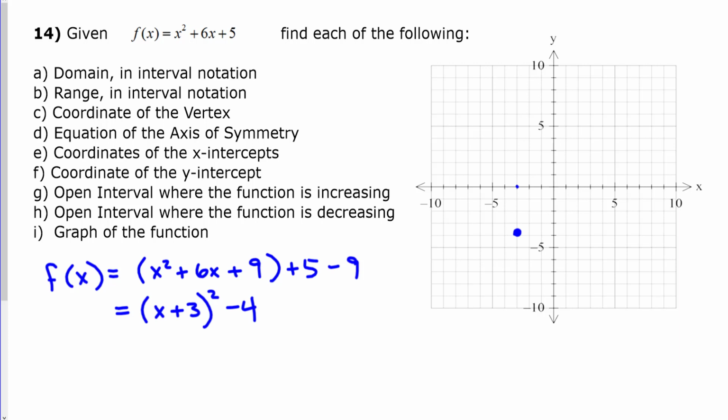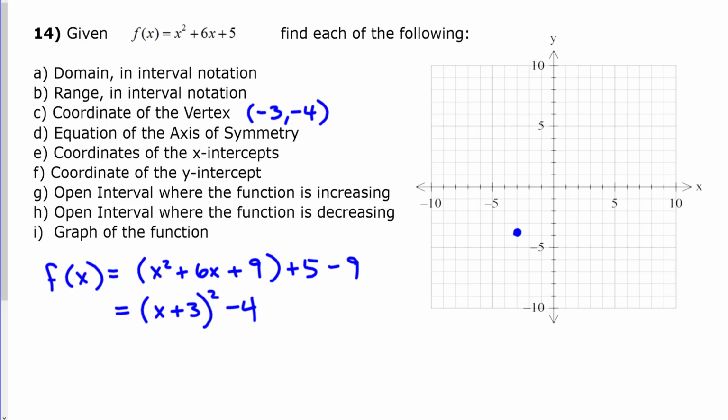There's my vertex. Now, I know that this is going to be opening upward, but I don't know exactly where any of the other points are going to lie. So that's kind of where some of these other things are coming in. So let me just write in what I know so far. So the vertex, there it is, part C. So the vertex was at negative 3, negative 4.